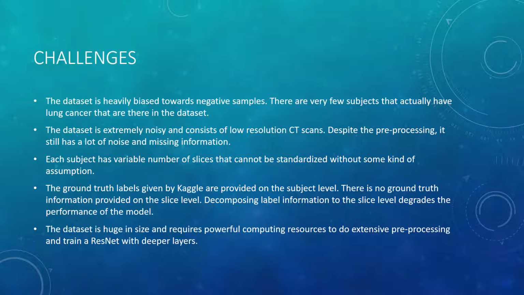Then each subject has a variable number of slices, and we were not able to figure out a very good way to basically standardize the number of slices per subject. This is again something that we need to work on in the future. Apart from that, the decomposition of the subject level labels to the slice level labels required a lot of assumptions, and these assumptions tend to introduce errors in the model that we trained. So this was another challenge that we faced.